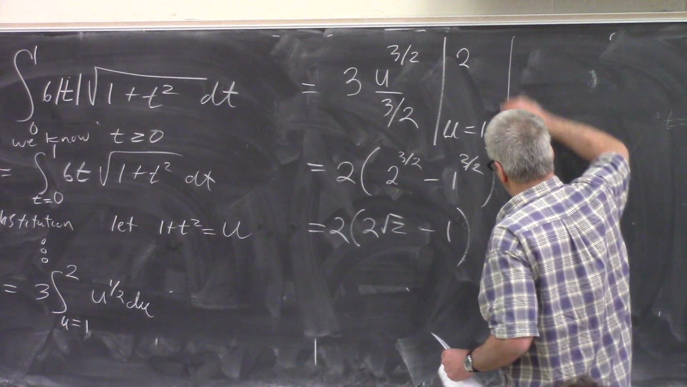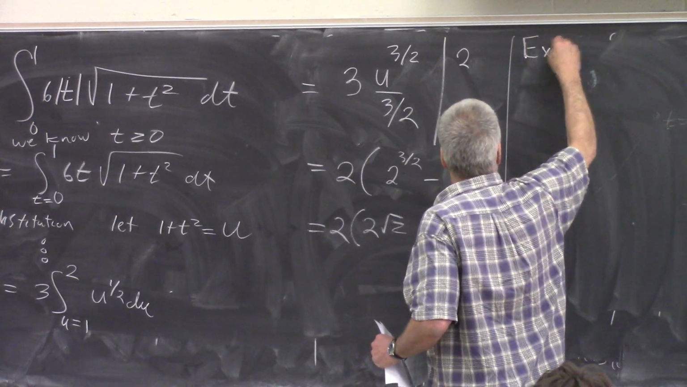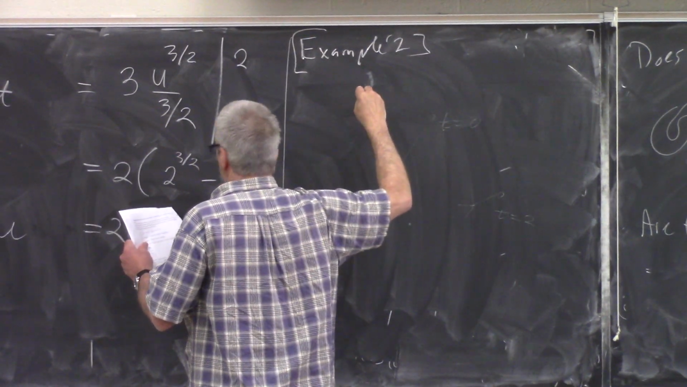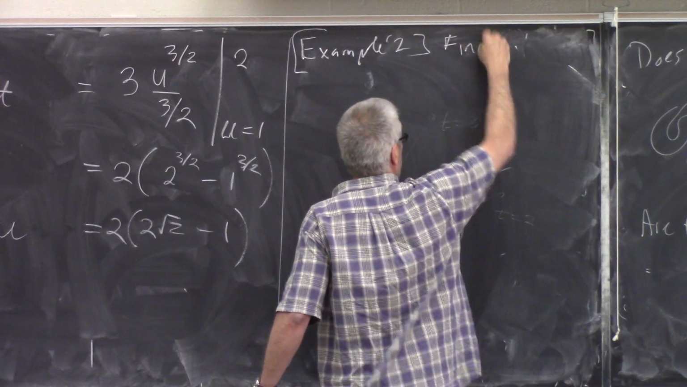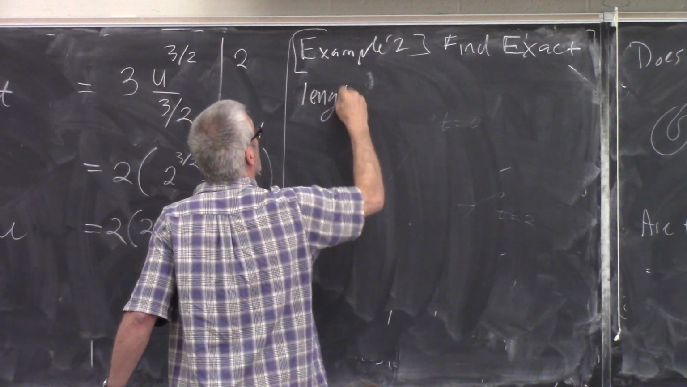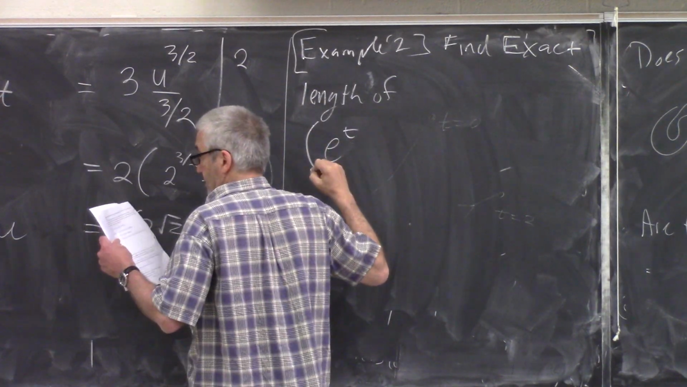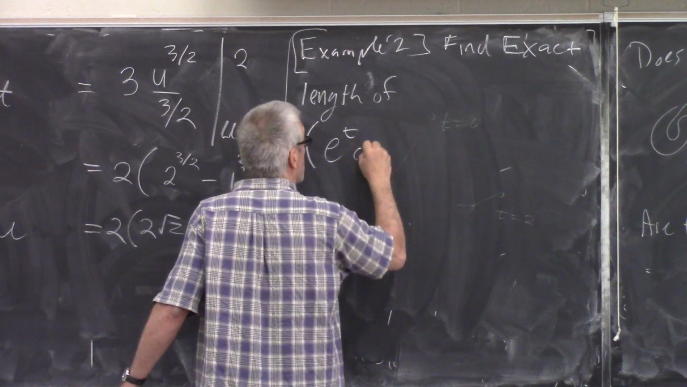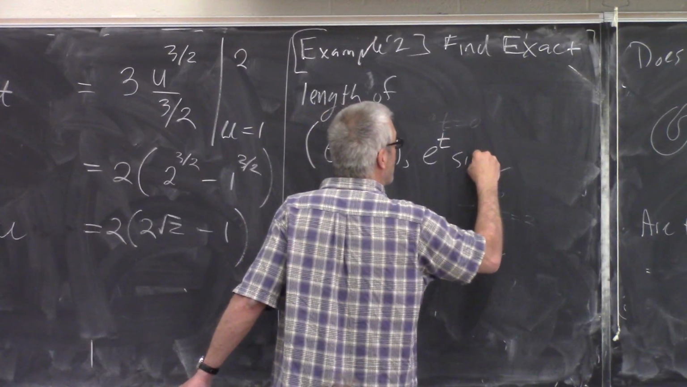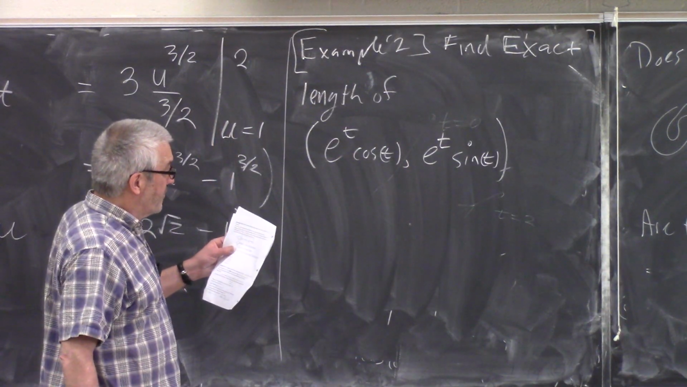Okay, example 2. We have 3 very different kinds of examples today. Find the exact length of this: e to the t cos t, comma, e to the t sine t, for t going from 0 to 4 pi.